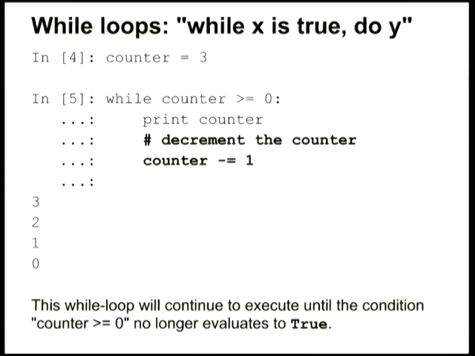While loops are the other type of loop that we're going to see. While loops execute until the condition they are defined with is no longer true. So while x is true, do y. In this case, I initialize a variable named counter to 3, and I say while counter is greater than or equal to 0, print counter, decrement counter. So the while loop will continue to execute until the condition counter greater than or equal to 0 is no longer true. Standard while loop stuff, right?